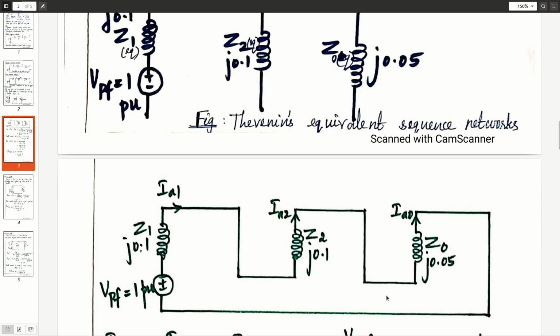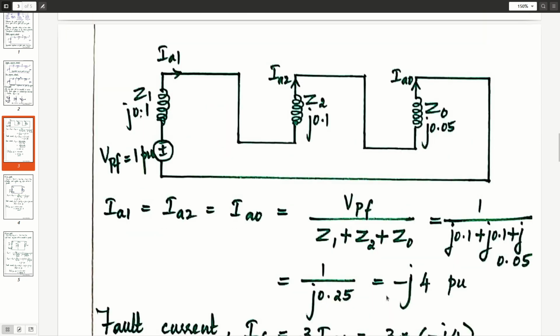Now use the formula which we have derived earlier. For an LG fault without fault impedance, we have IA1 equals IA2 equals IA0 equals VPF divided by Z1 plus Z2 plus Z0. Z1, Z2 and Z0 are the Thevenin's equivalent positive sequence, negative sequence and zero sequence impedances. Substitute the values: j0.1 plus j0.1 plus j0.05. You will get minus j4 per unit.